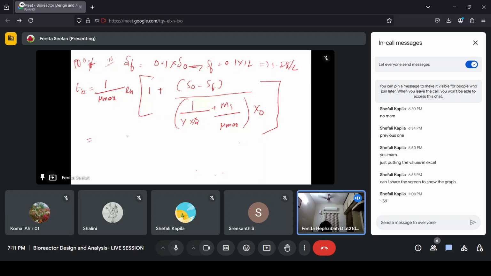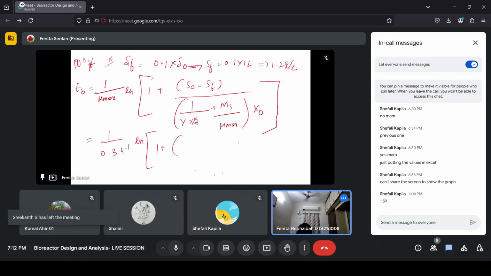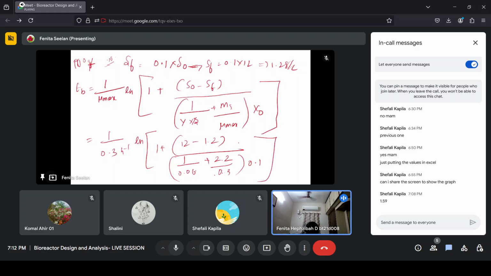Now apply all the coefficients, all the data which we have already calculated. 1 plus S naught was 12 minus 1.2, divided by 1 by 0.06. MS is 2.2, mu max is 0.3, into 0.1. Now solve this and give me the answer. Take your time. I have put out all the values necessary. Just calculate it and give me the answer.